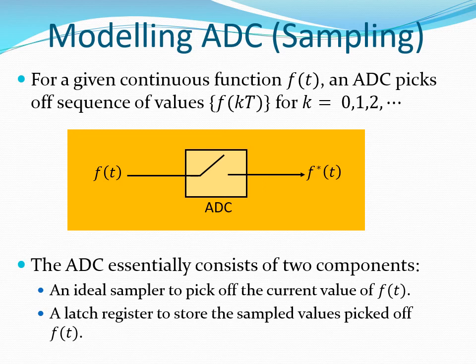The ADC essentially consists of two components. There is an ideal sampler to pick off the current value of the continuous function. Then there is a large register that is used to store the sampled value until the next sample is picked off from f(t).